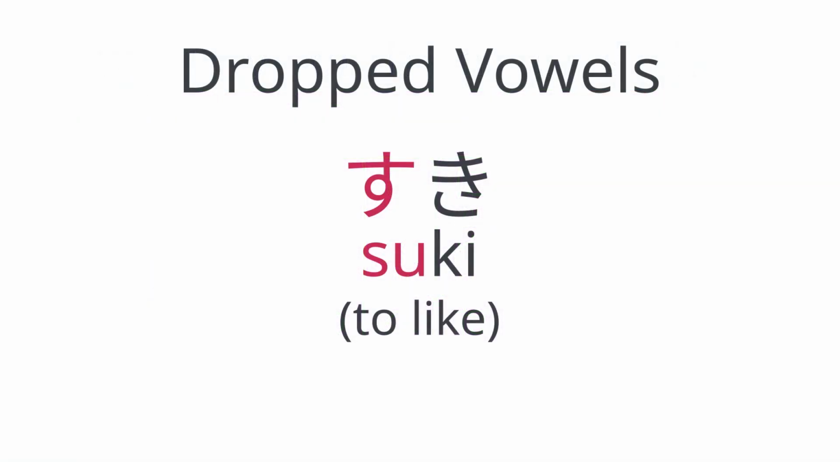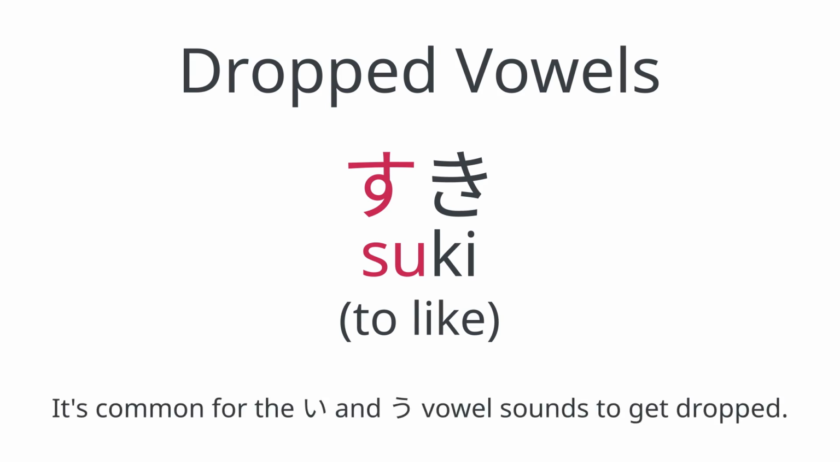Before we begin, let's talk about dropped vowel sounds in Japanese. Listen to the word suki, which means to like. Notice how we don't really pronounce the u sound when we say suki. It's common for the i and u sound to become dropped in Japanese.